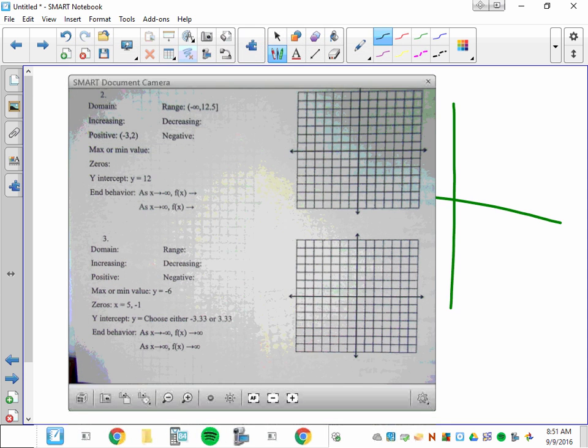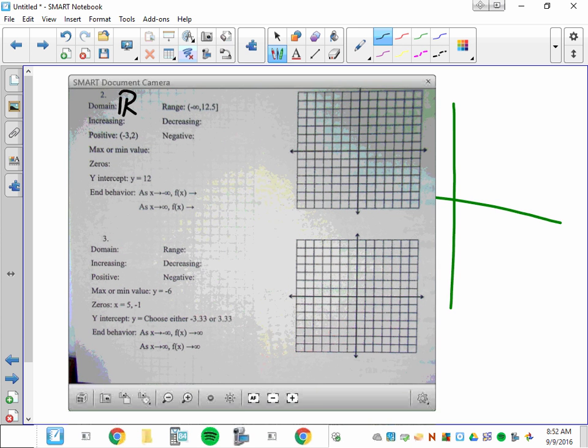Number 2, domain. It doesn't give me a domain. Do I know what the domain is? How do I know it's all real numbers? Well, do I know what type of graph I'm looking at? They're all quadratics, and every quadratic has a domain being all real numbers. So we can go ahead and write all real numbers.